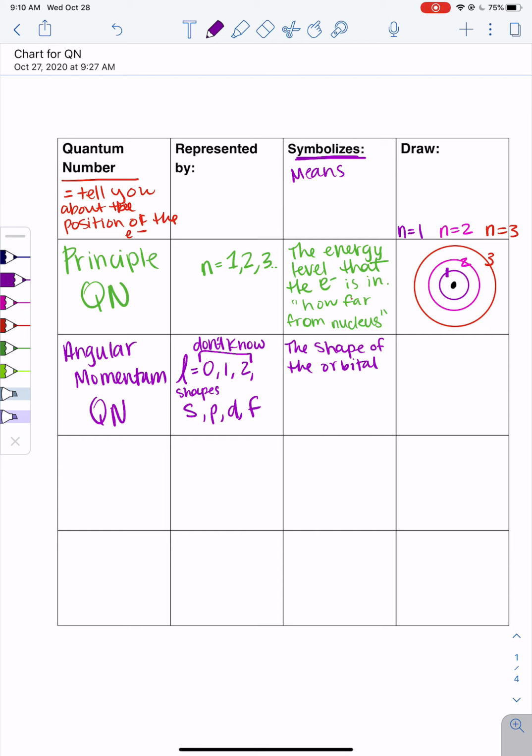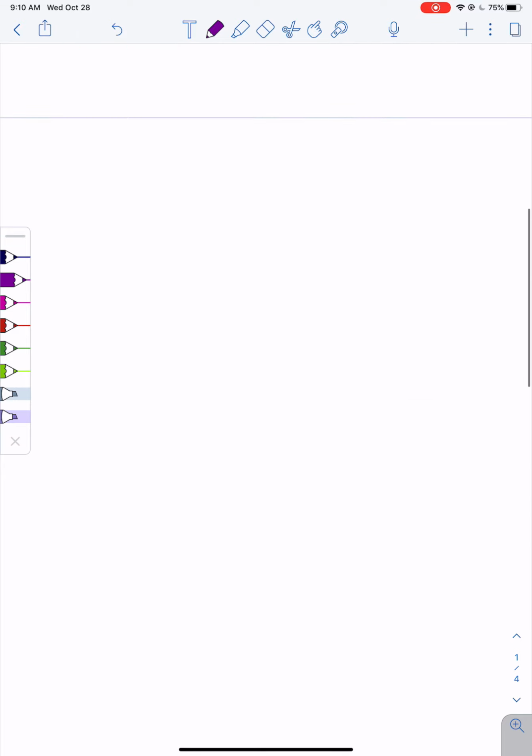You would think that it would all be circles, right? Because these are all circles, but that is actually not the case. They're not all circles, and I'm going to go on to the back of this page. I'm actually just going to slide down, and I'm going to draw all of the different shapes, the S, P, D, and F. So let's go down here.